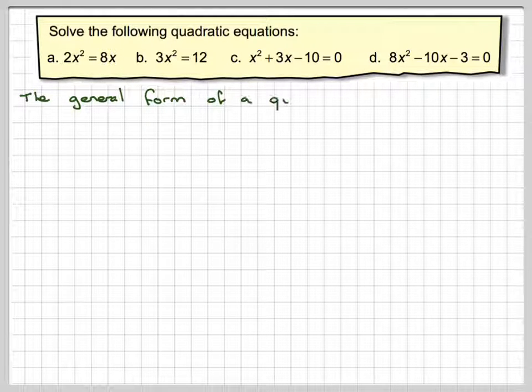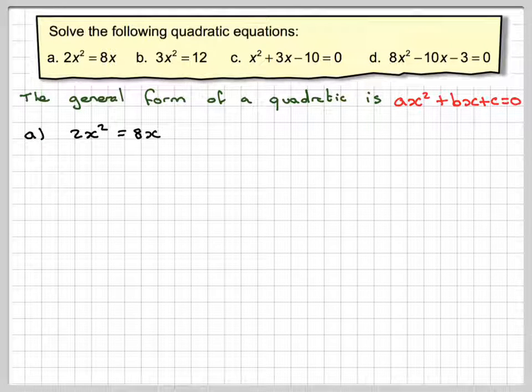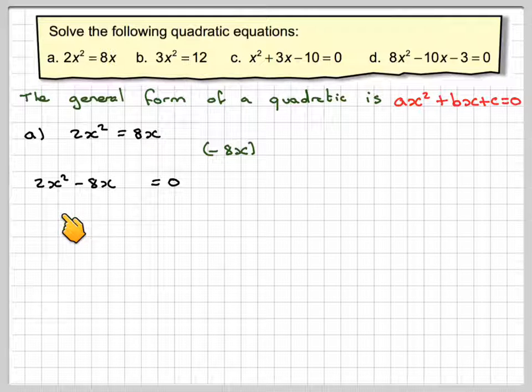You need to have an appreciation that the general form of a quadratic is ax squared plus bx plus c is equal to 0. That's a quadratic equation equal to 0. So in the first one we've got 2x squared is equal to 8x. Normally we would have to put it equal to 0. So if we take 8x from both sides, the equation becomes 2x squared minus 8x is equal to 0.